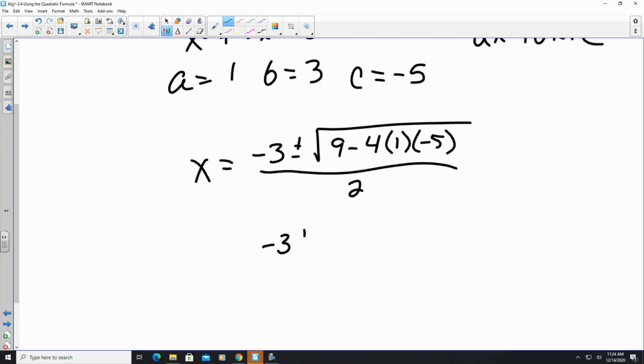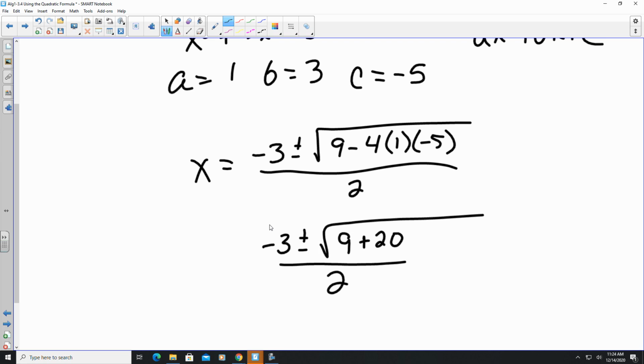So I have negative 3 plus or minus the square root of 9, and I'll put the minus with the 4. So negative 4 times 1 times negative 5 is 20. So it's going to be plus 20, and that's all divided by 2. 9 plus 20 is 29. Now I'm going to take the square root of 29, which gets us about 5.39. So I have negative 3 plus or minus 5.39, and it's all divided by 2.